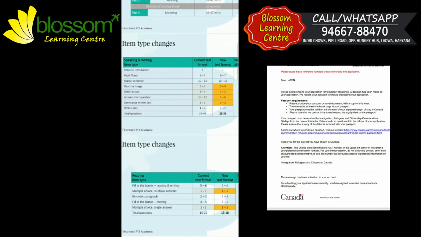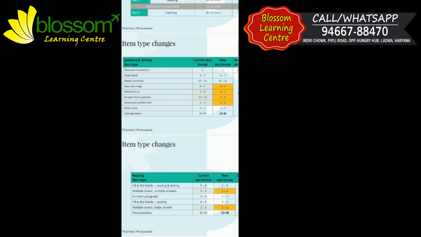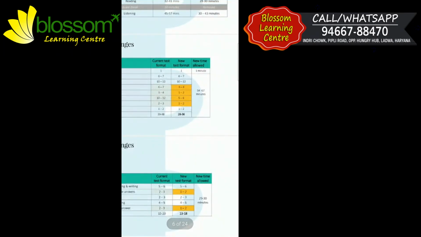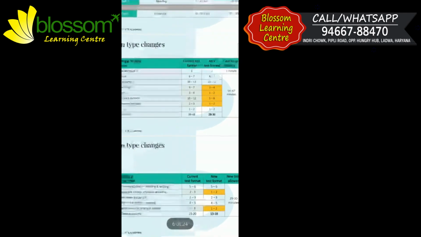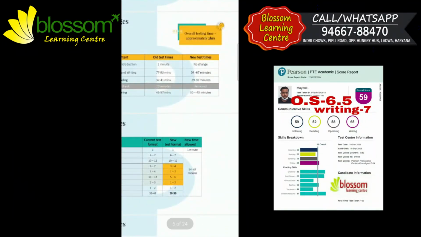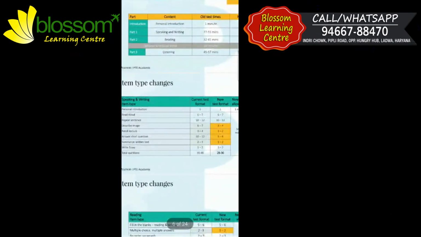The total questions right now in the current session, 39 to 48 total questions come, but in the future you will get 28 to 36 questions, approximately 10 to 15 questions will be reduced. So the timing would be 54 to 67 minutes. We have discussed the timing, and now we are discussing the questions.